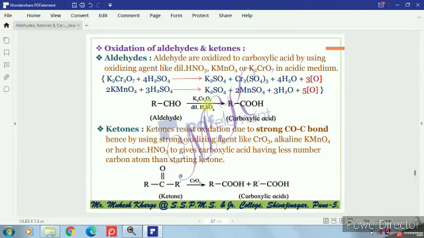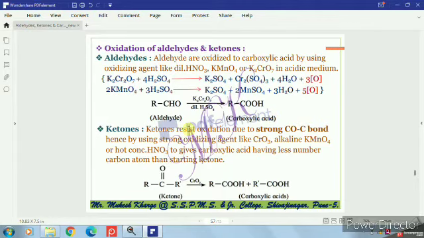So we can write R is equal to CH3, then here also CH3. So CH3CHO, acetaldehyde, gives CH3COOH, acetic acid, as a product. Similarly, you can write the different carbon aldehydes and the corresponding carboxylic acids.